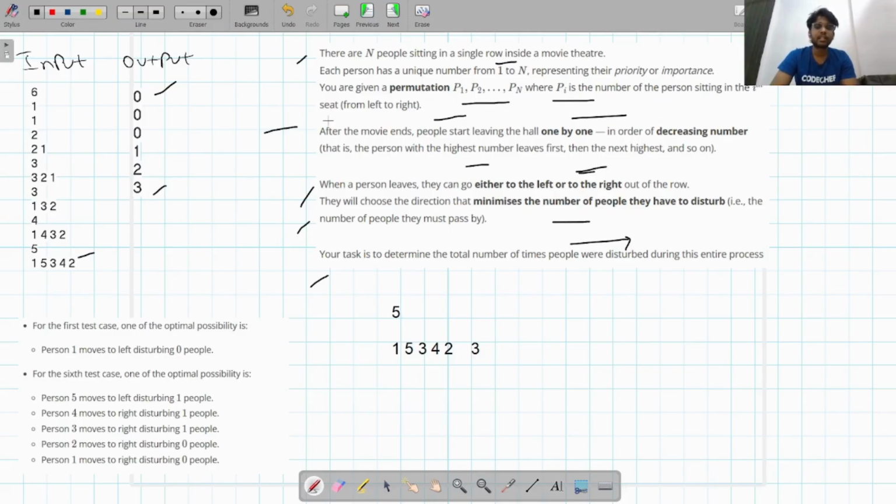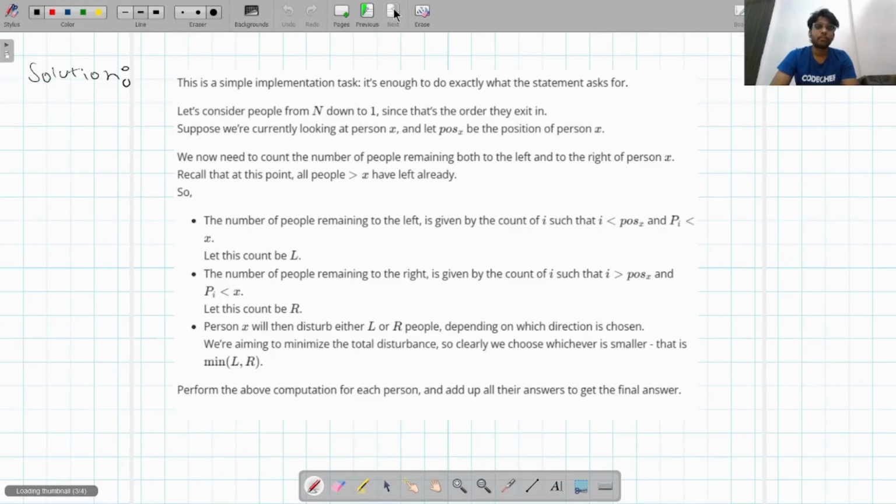So guys, I think the test cases are pretty much clear. Now let's move toward the simple solution. This is a simple implementation task, guys. It's enough to do exactly what the statement asks for, a simple simulation. That means let's consider people from n down to 1, since that is the order they go in, so that is in decreasing order.